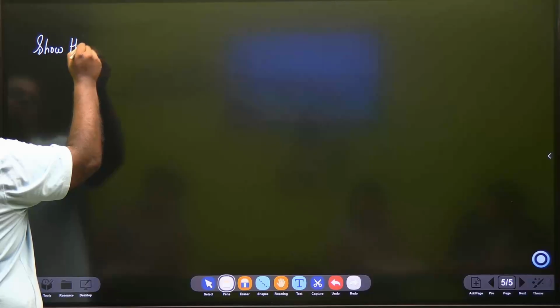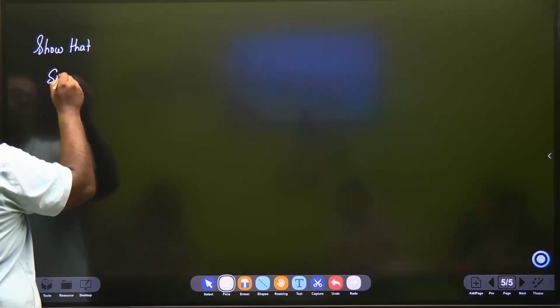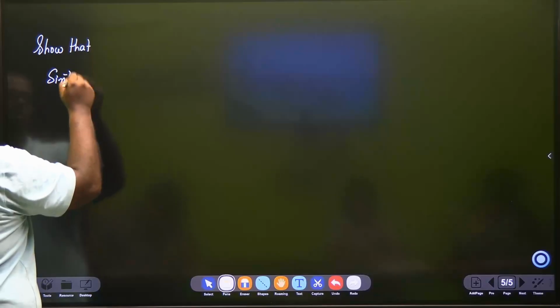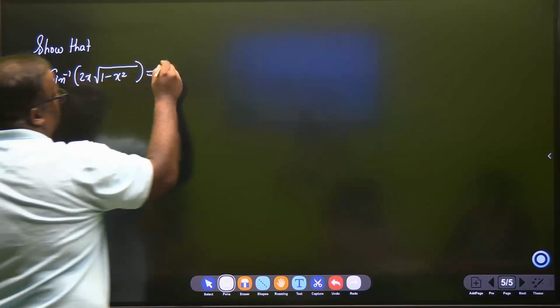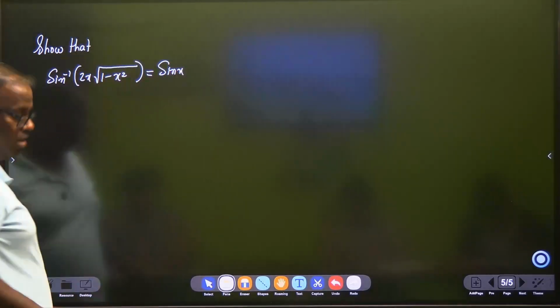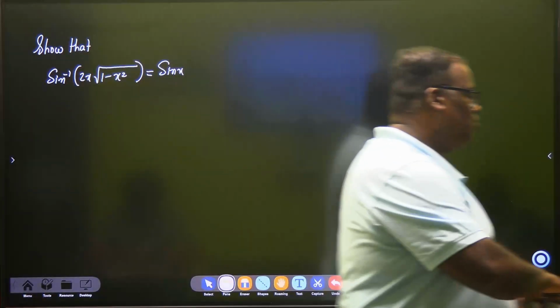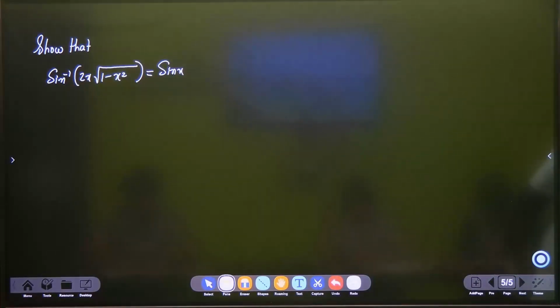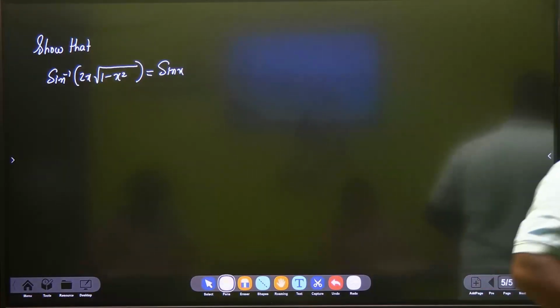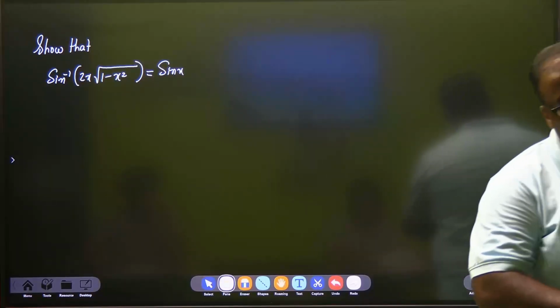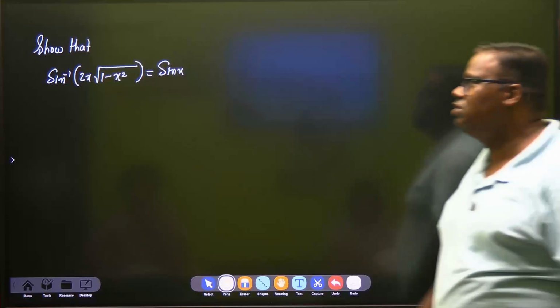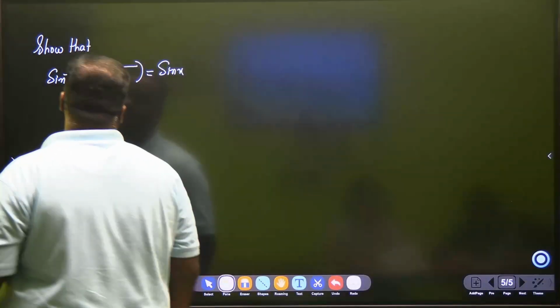Show that sine inverse 2x root 1 minus x square is equal to 2 sine inverse x. Here, children, you have to first see what is the right hand side that they are asking you to prove. They are asking you to prove it as 2 sine inverse x. And you have a 1 minus x square. A 1 minus x square can always be used as 1 minus sine square or 1 minus cos square, whatever it is. So you have to get sine inverse x.